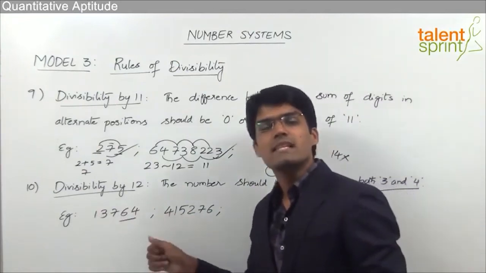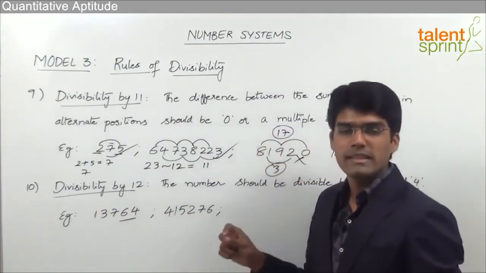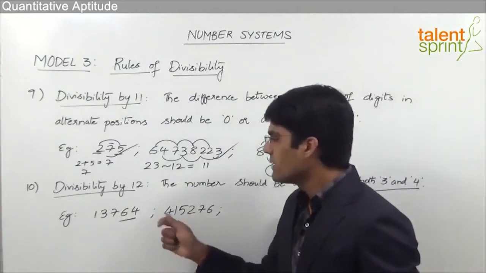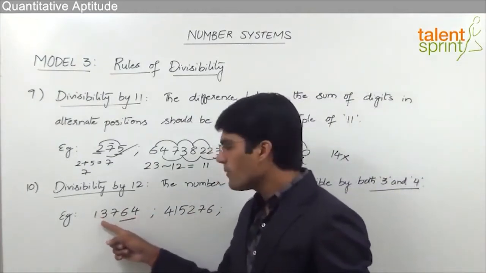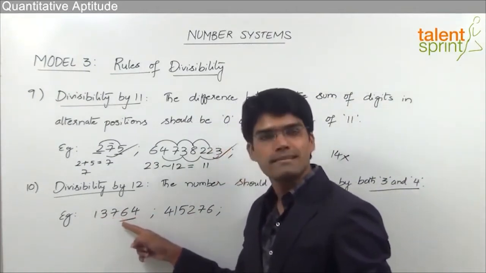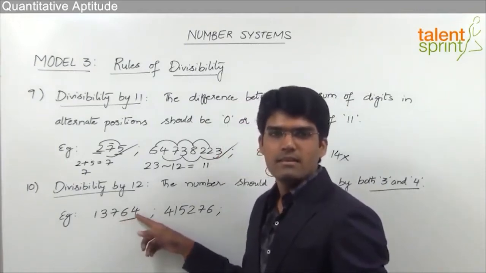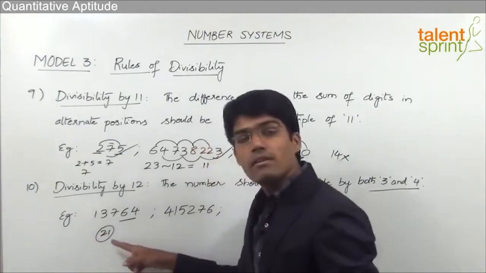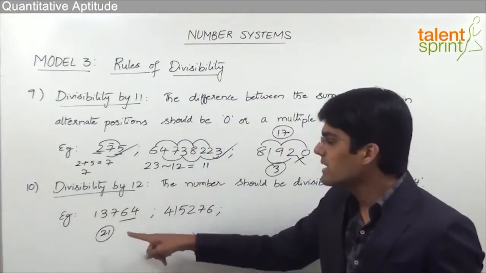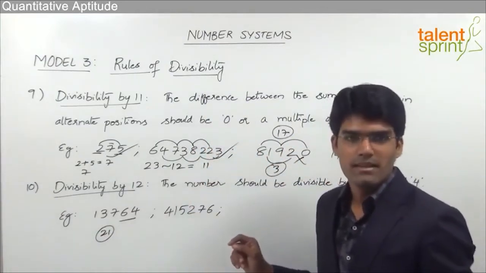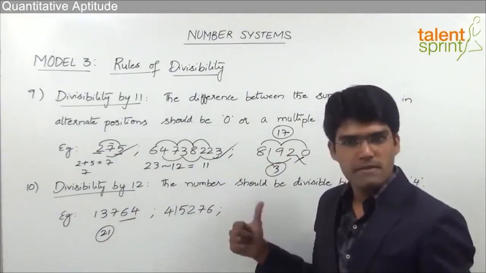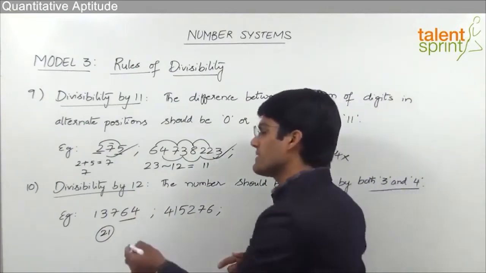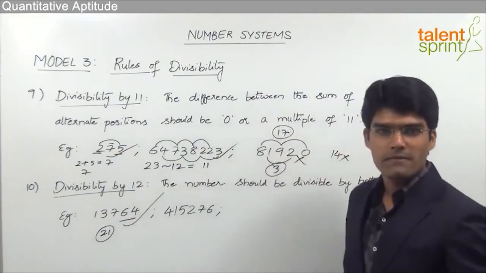Let us now see, is it divisible by 3 or not. Now for 3, we need to check the sum of the digits. 1 plus 3, 4. 4 plus 7 is 11. 11 plus 6 is 17. Plus 4 is 21. That means the sum of the digits here is 21. And 21 is a multiple of 3. So this number is definitely divisible by 3. So as we have seen here, it is divisible by 4 as well as 3. So we can say that this number is divisible by 12.